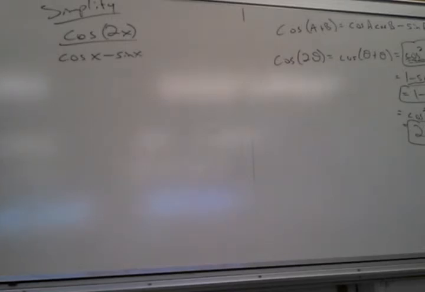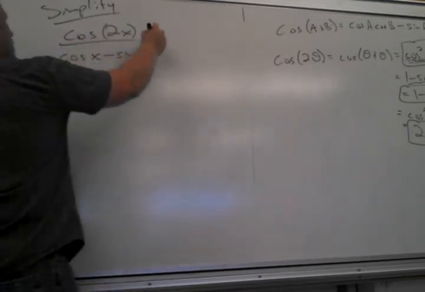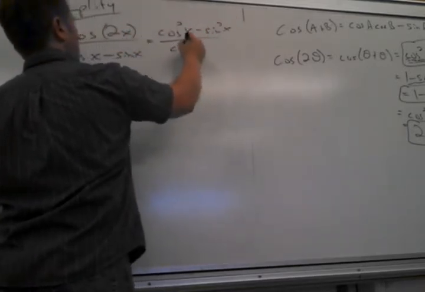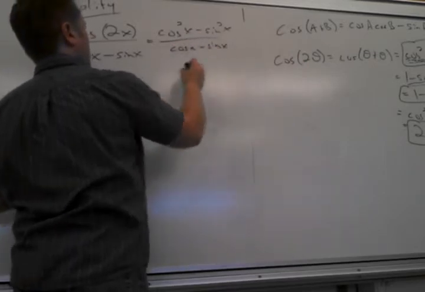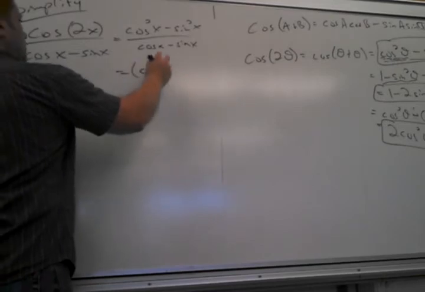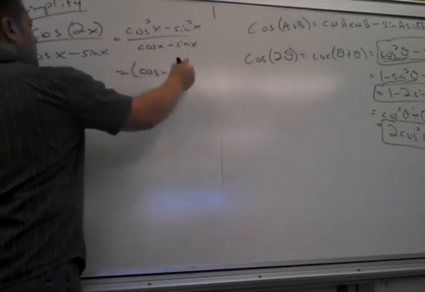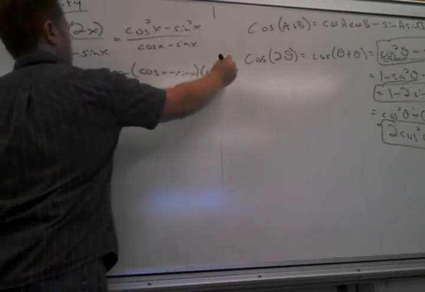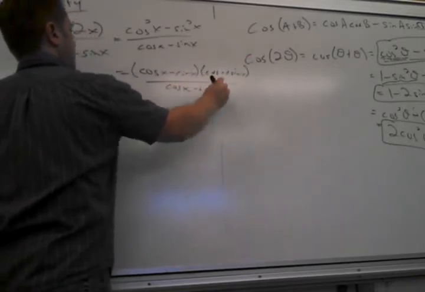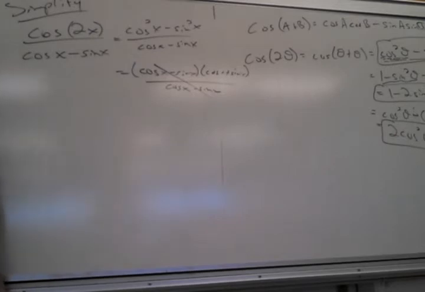Would be cosine x plus sine x. Yeah, cosine 2x is cosine squared x minus sine squared x. Then you factor it out, and the top is factorable. So you get cosine x minus sine x, and then cosine x plus sine x, over cosine x minus sine x, so those go away. That's what I said. You said no.